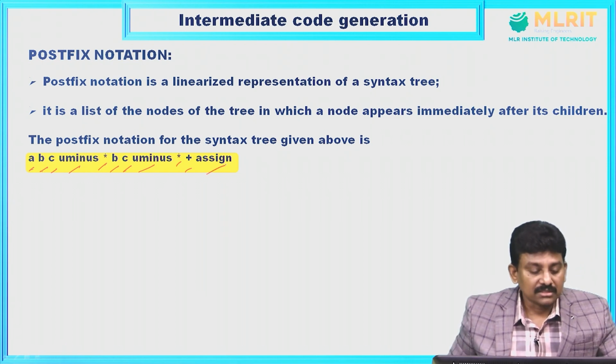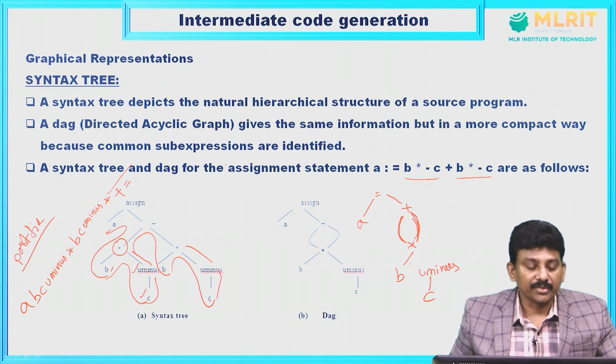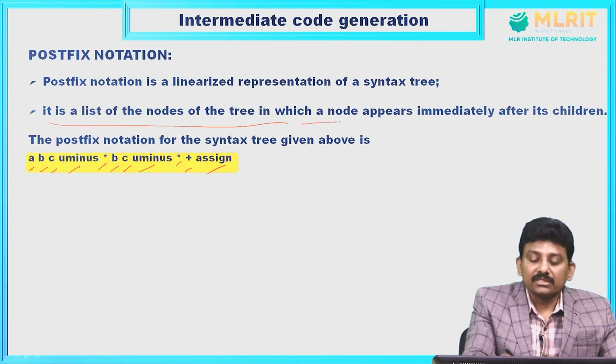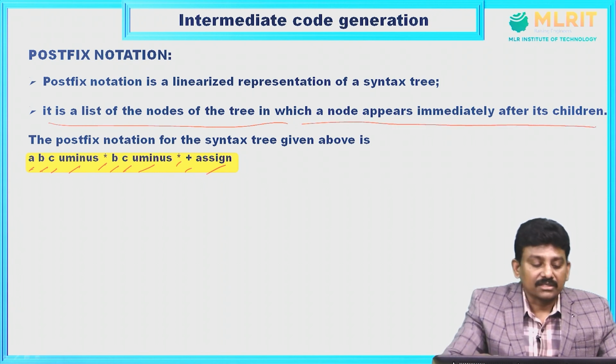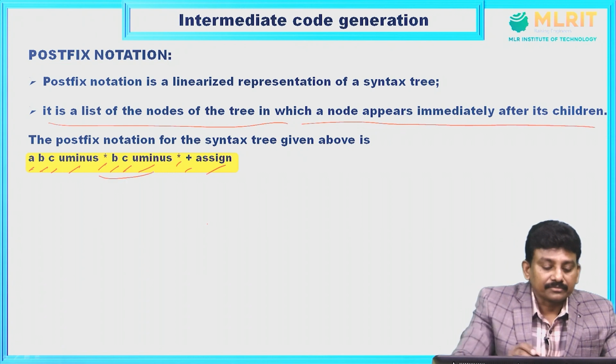ABC unary minus, star, BC unary minus, star, plus assignment operator. That is, it is a list of the nodes of the tree in which a node appears immediately after its children. The postfix notation for the syntax tree given above is this.